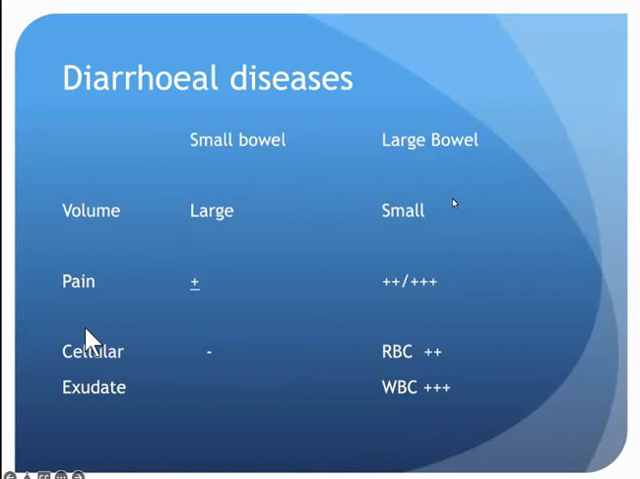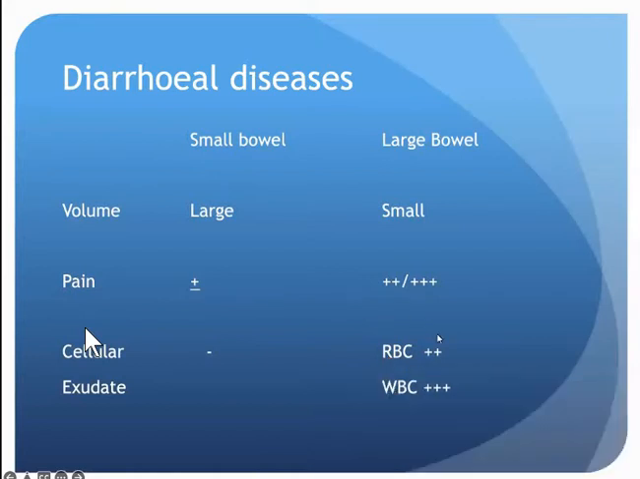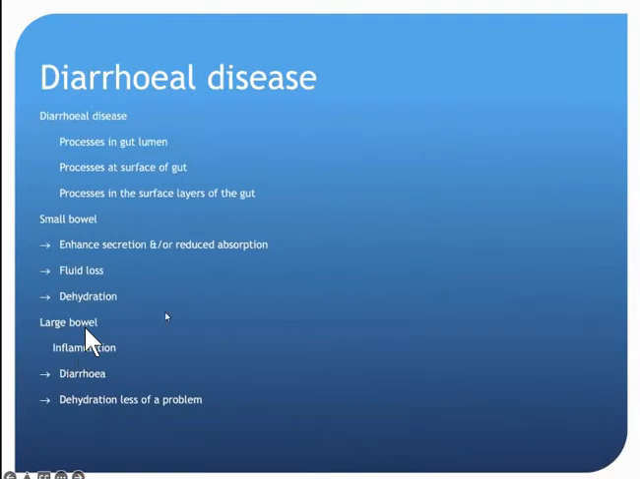Large bowel diarrhea is quite different. You don't have that much volume of fluid. You have a lot of pain associated with it. You have mucus, which are your white cells, your exudate, and you might see blood in the stool as well. So those are two very, very different types of disease processes. Now, why is this important?